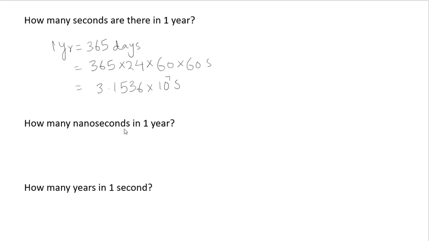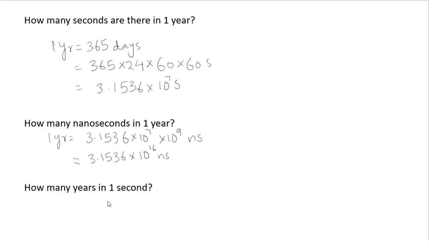How many nanoseconds are in 1 year? So these are the seconds. If I want to convert this number into nanoseconds, nano means 10⁻⁹. So if I multiply this by 10 to the power 9, then I get 3.1536 × 10¹⁶ nanoseconds, because I just need to add the exponents, 9 plus 7.